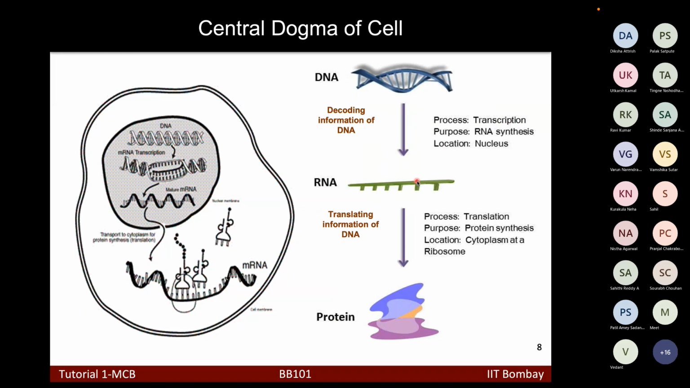So what is the central dogma of the cell? The thing which I just described: DNA gets converted to RNA, and RNA gets converted to protein. This is called the central dogma of the cell, or the central dogma of life. The process of transcription occurs inside the nucleus and produces the RNA. Then the RNA comes out into the cytoplasm and forms protein by the process of translation. And this translation occurs inside the cytoplasm with the help of ribosomes.